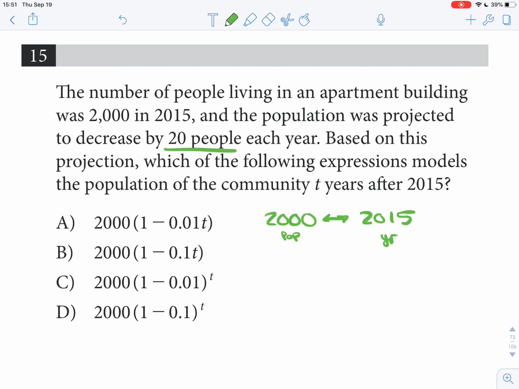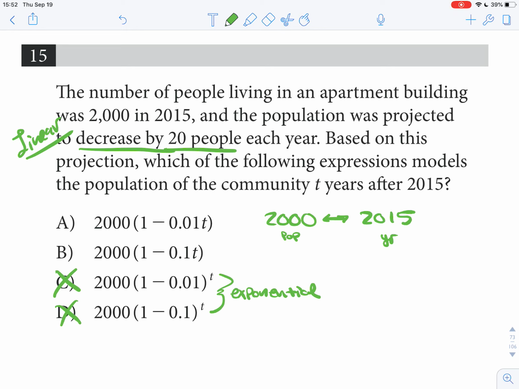Based on this projection, which of the following expressions models the population of the community T years after 2015? Well, because it's decreasing by 20 people each year, that is a linear model, because it's just decreasing by a constant amount of people each year. So that allows us to get rid of C and D right off the bat, because C and D are exponential functions. We can get rid of those.